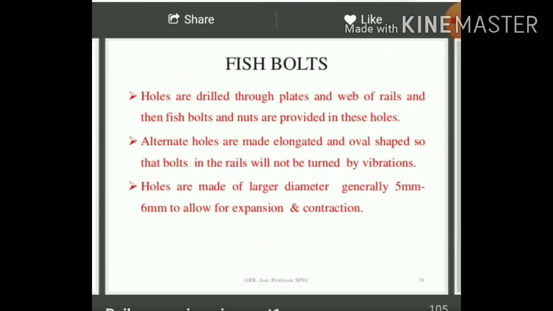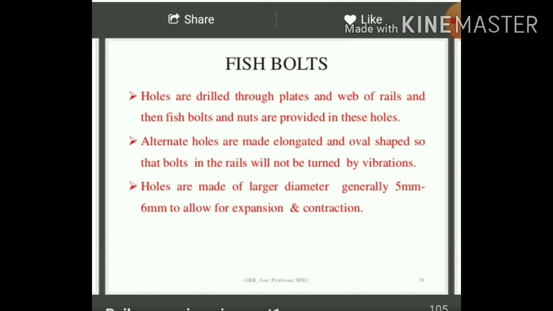And coming to fish bolts, the bolts which are used for the provision of fish plates are called fish bolts. You can see the holes are drilled through the plates and the web of the rails, and the fish bolts and nuts are provided in these holes. Also, alternate holes are made elongated and oval shaped so that bolts in the rails will not be turned by vibrations.